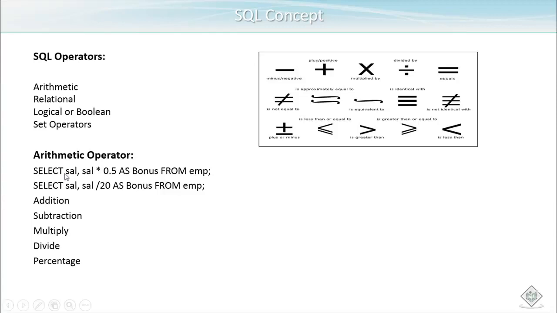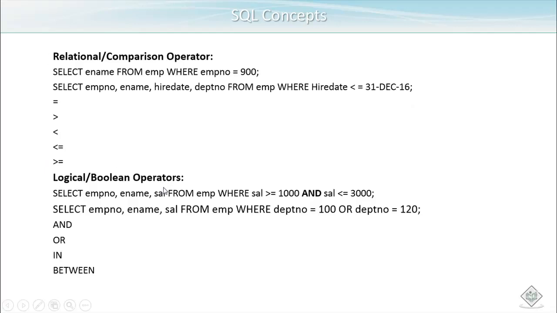Like in this case, we have the salary in the database, but we also want the bonus, which is 0.5% of my salary. So what we do is write the select statement, that is select salary, comma, salary into 0.5 as bonus. As bonus means that we are giving the alias name to the calculation from my EMP table. So this way we can use the arithmetic operators.